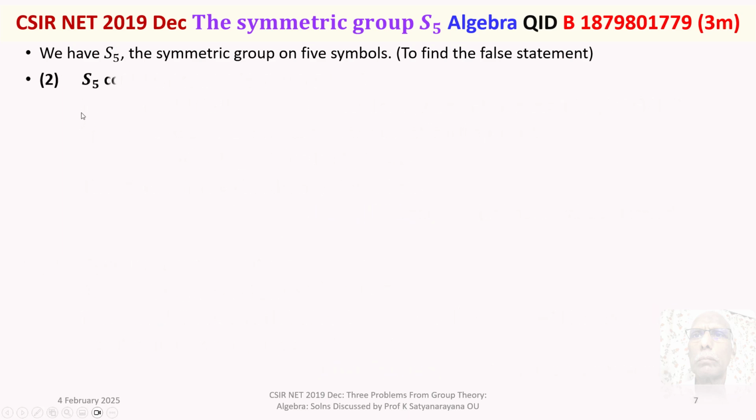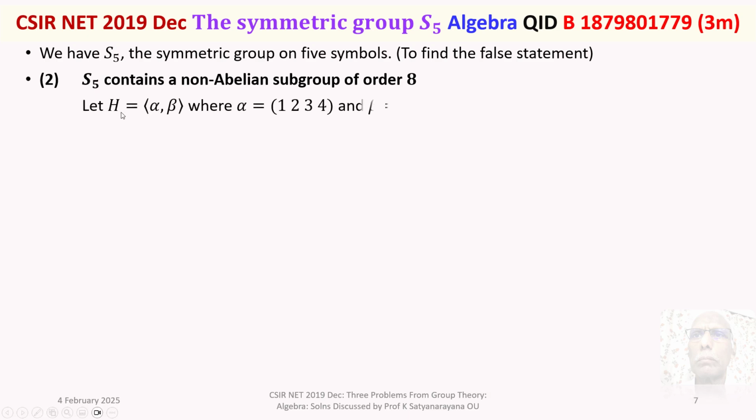That is option 2. S5 contains a non-abelian subgroup of order 8. Yes, this is also true. Let H be the subgroup generated by 2 permutations alpha and beta. Alpha is (1 2 3 4), a cycle of length 4, and beta is the transposition (1 3). Now study the properties. The idea here is these two will generate D4, the dihedral group.